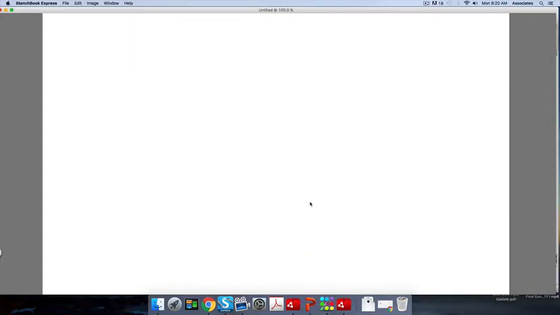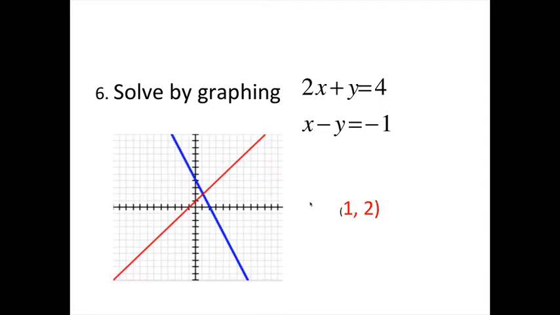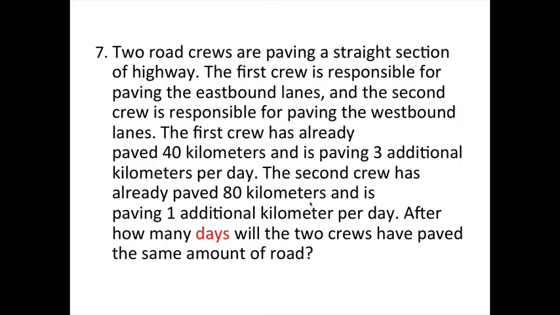Welcome back. Let's go back to our PowerPoint. There's my answer. Now, number 7 is a really long problem, but let's figure this out. Two road crews are paving a straight section of highway. Okay. Important, but no math information there. The first crew is responsible for paving the eastbound lanes. The second crew is for the westbound lanes. All right, still no mathematical things there, but here it comes.